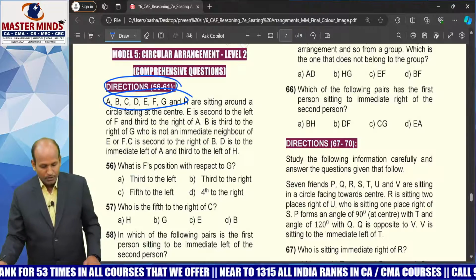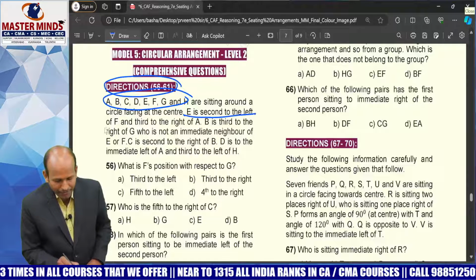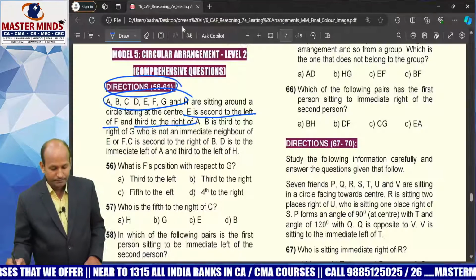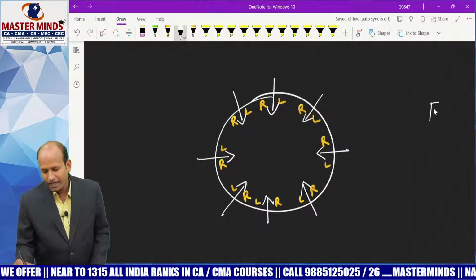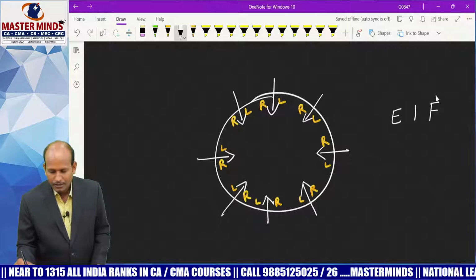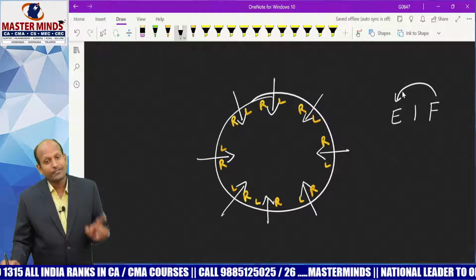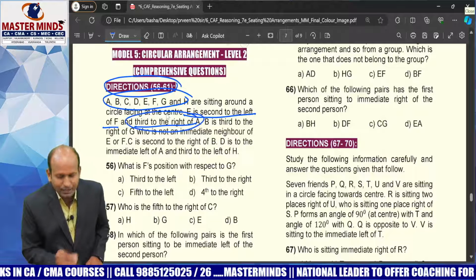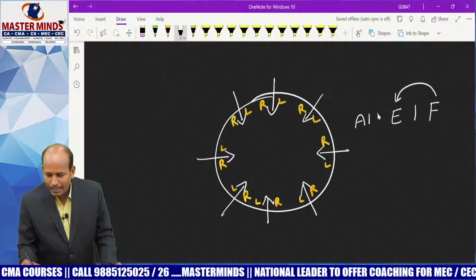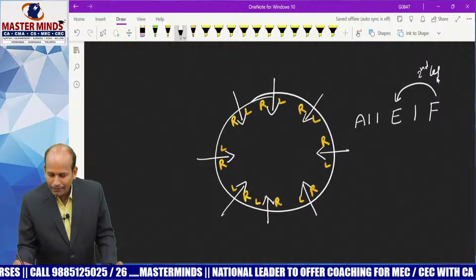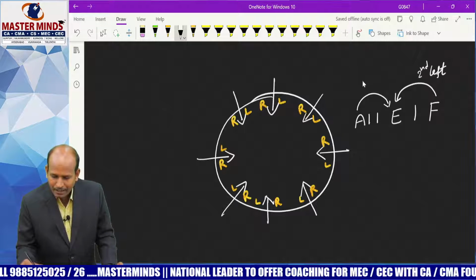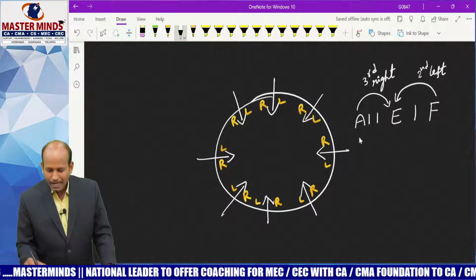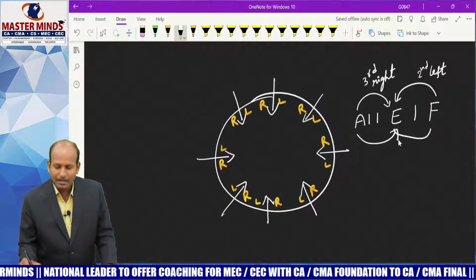Okay. Next one. E is second to the left of F and third to the right of A. E is second to the left of F. So F first left, second left. E is second to the left of F, and again E has another condition, that means third to the right of A. So E is already second to the left of F. Now again E has another condition, third to the right of A. Okay. So A's third right is also E, F's second left is also E.